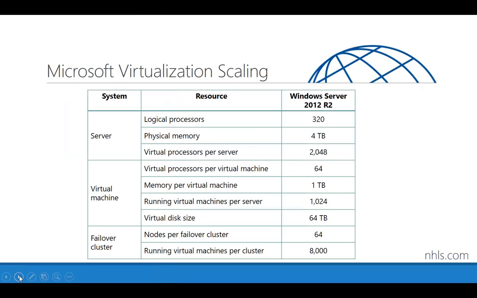You have 64 hosts in a cluster, up to 8,000 virtual machines in that cluster, up to 1 terabyte of RAM for each virtual machine. So again, VMware might be a little ahead on some of those numbers, but a lot of them, it's a tie.